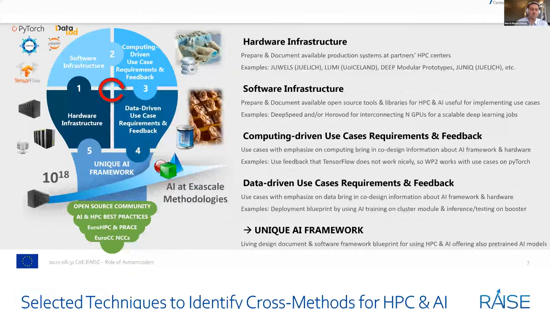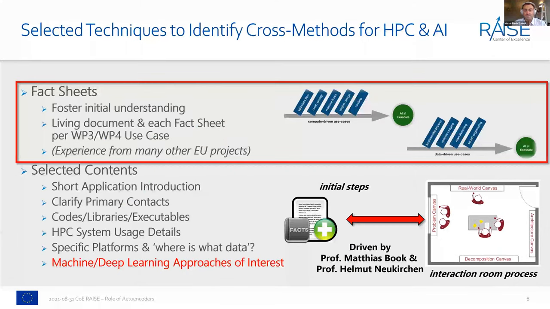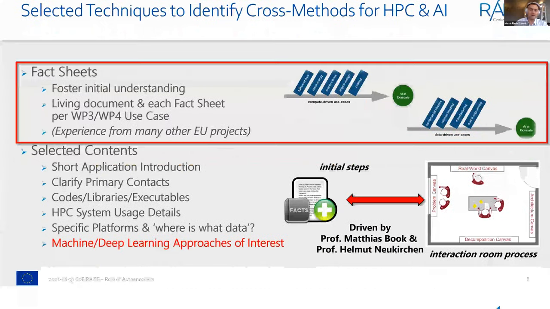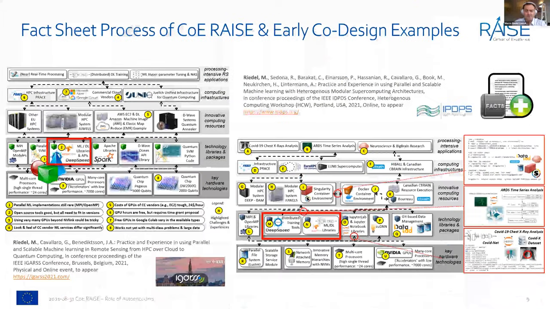And here, of course, we have to understand first what all the different use cases are doing. So we embarked on a journey of creating so-called fact sheets to get a rough understanding of what the key components of all the different use cases are, what is achieved, and what software libraries are used. But then over time we also developed more understanding of these fact sheets and needed a methodology for really continuous interaction across the AI experts and the physical experts.